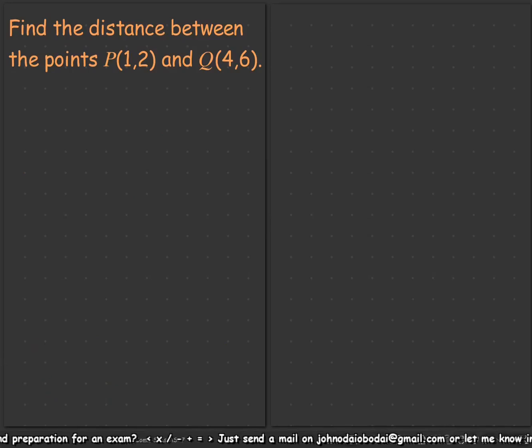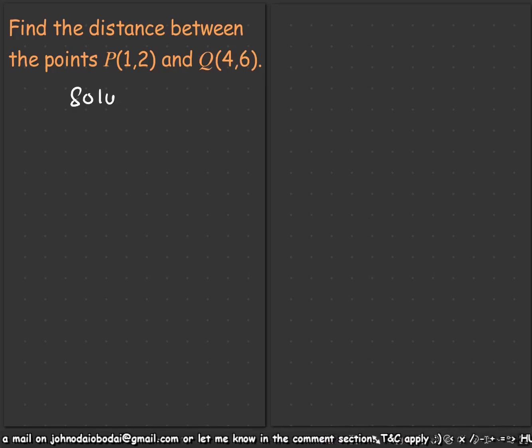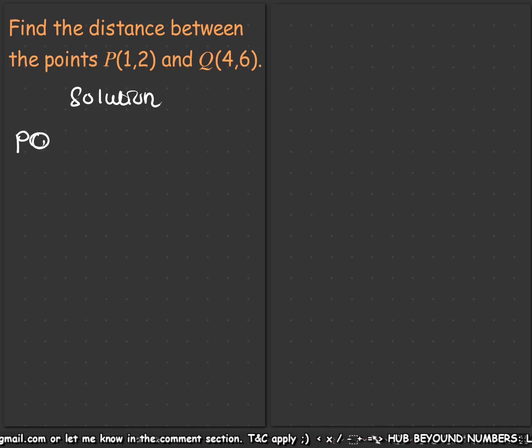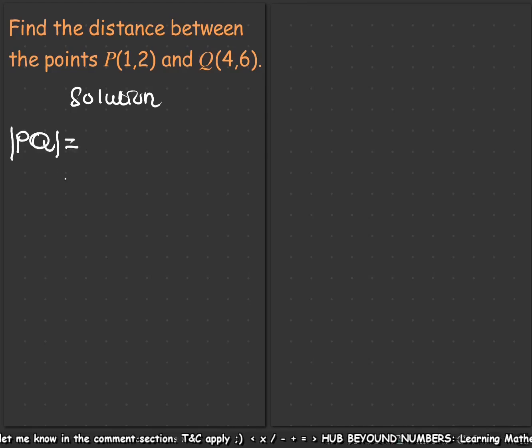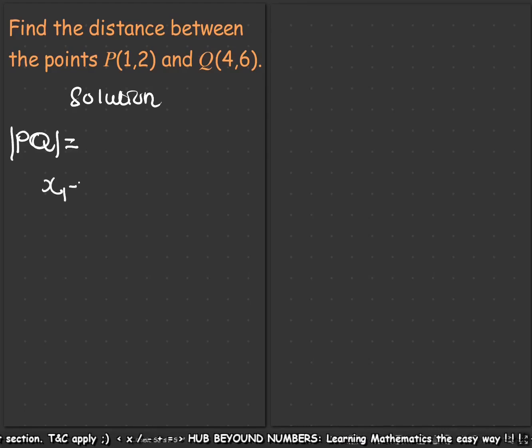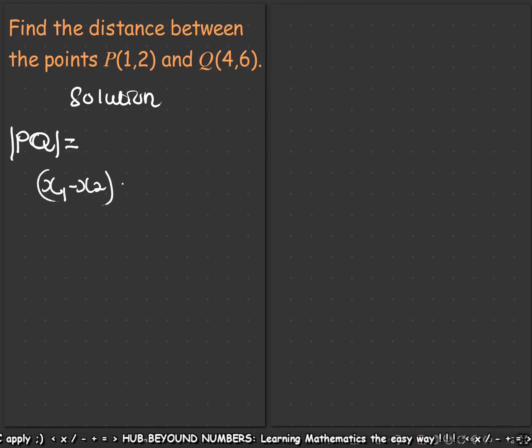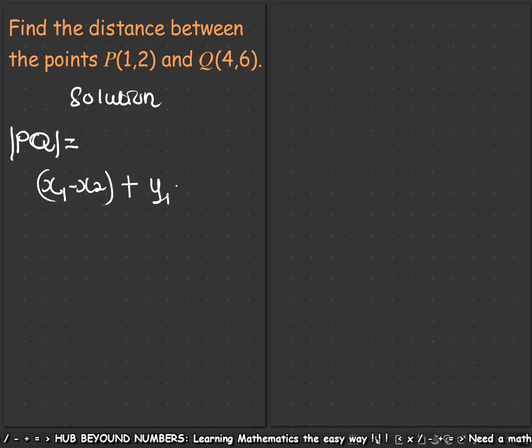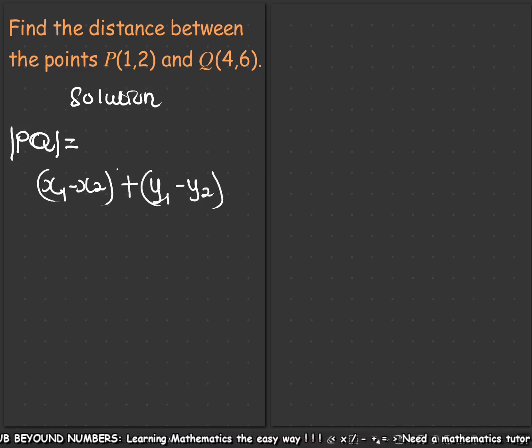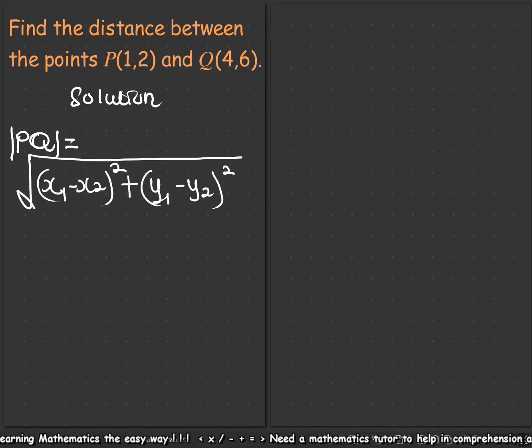So this second question here says you have to find the distance between the point P, which has coordinates (1, 2), and then Q, which has coordinates (4, 6). So let's look at our solution. Now, since we are looking for PQ, we say the magnitude of PQ is still the same formula. You see, so that is x1 minus x2, then plus your y1 minus your y2, not forgetting their squares, and then the square root of the whole thing.